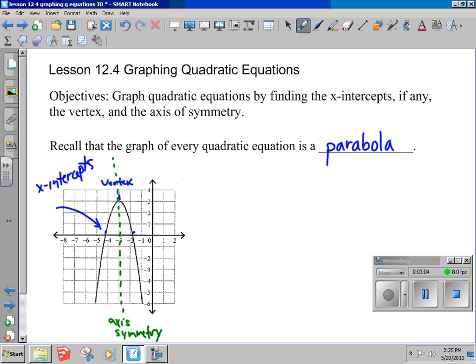So the x-intercepts, there's 2 of them in this particular parabola. This side and this right there. Okay? So those are the 3 things that we'll be talking a lot about.